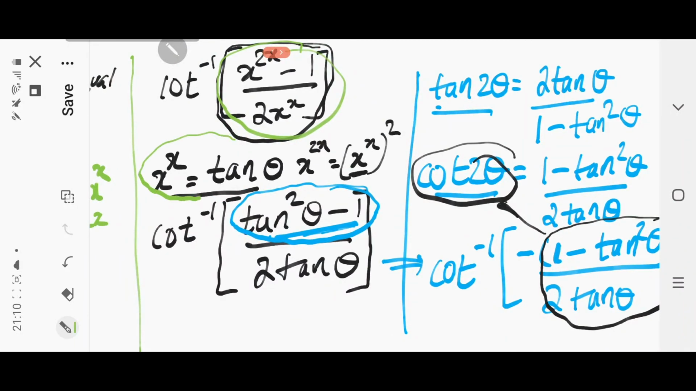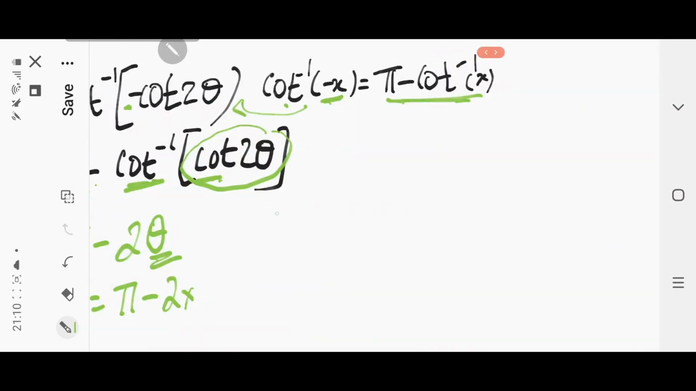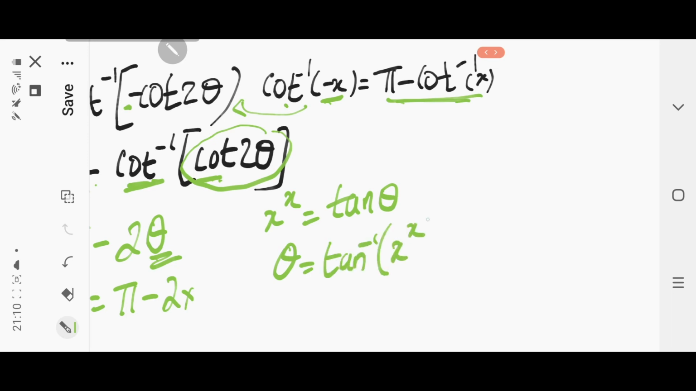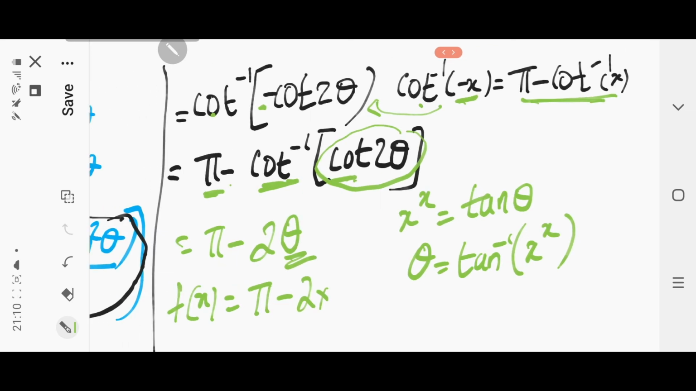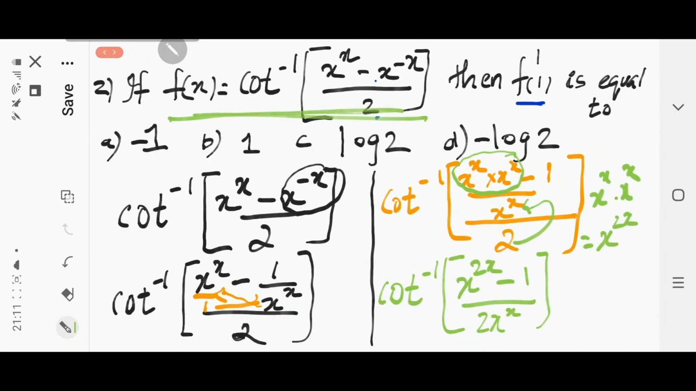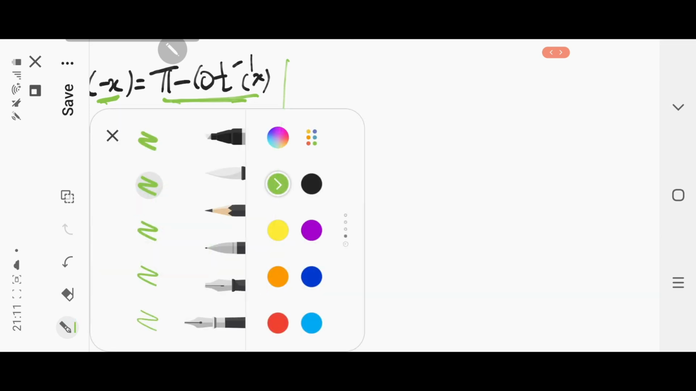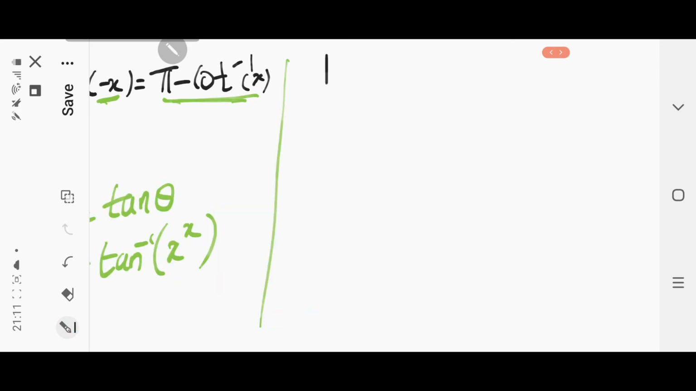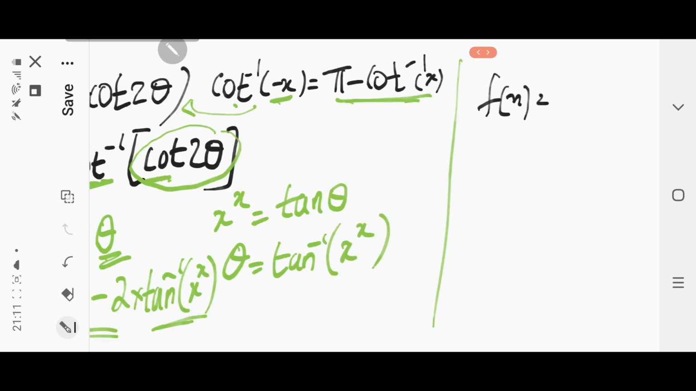See, x raised to x is equal to tan theta, since you have substituted that. Then theta is equal to tan inverse of x raised to x. Therefore, the function f of x is equal to pi minus 2 tan inverse of x raised to x. This is the function. That means you have simplified this big thing. What you got is f of x here.